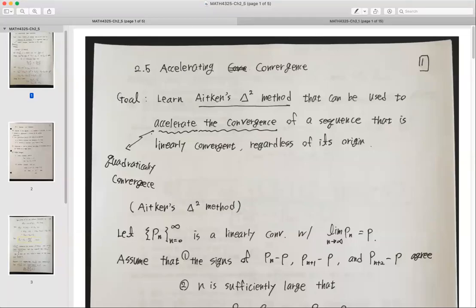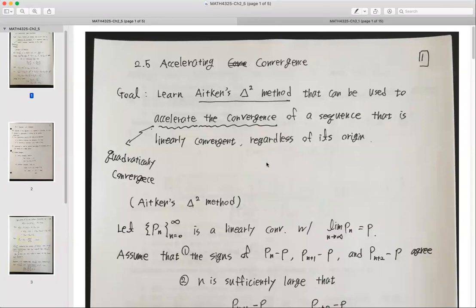All right, in this video, I'm going to cover section 2.5, Accelerating Convergence. In this section, the goal is to learn Aitken's delta squared method. That's the algorithm to accelerate the rate of convergence of a sequence which is linearly convergent, regardless of its origin.